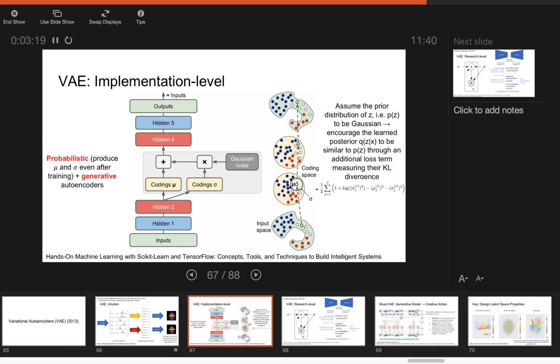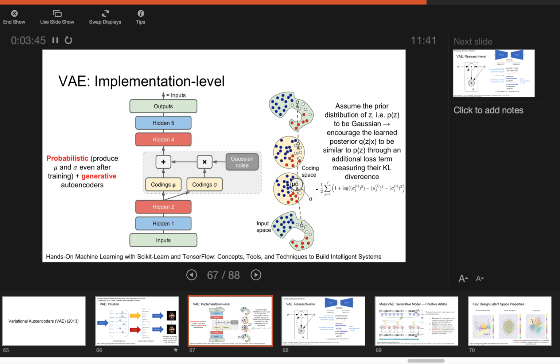At the inference stage, you will still add the Gaussian noise. You could get rid of it, but they claim that it's fine to still use Gaussian noise, because this way you could do generative modeling. You could pick any point here, any point. You could just randomly pick a point, or you could pick a point according to some existing point. Either way, you can generate new data. So that is the implementation level.